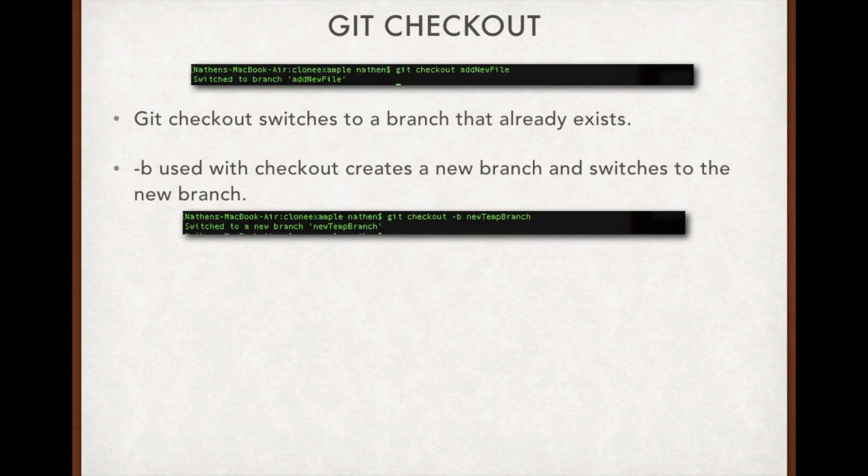So once you've created a branch, you can do git checkout and use that same branch that you've just created, and it'll switch you to the branch. Another thing you could do is use the B flag, and with that you do git checkout -b, and then you get new temp branch. And this will switch to the new branch at the same time it creates it.